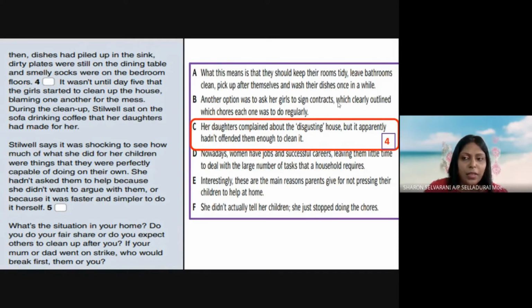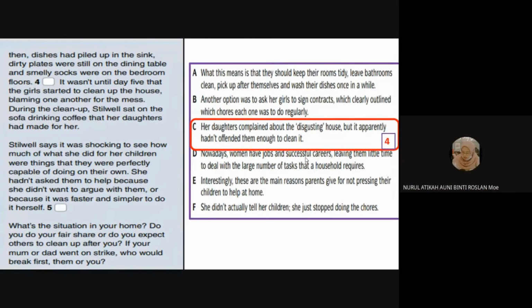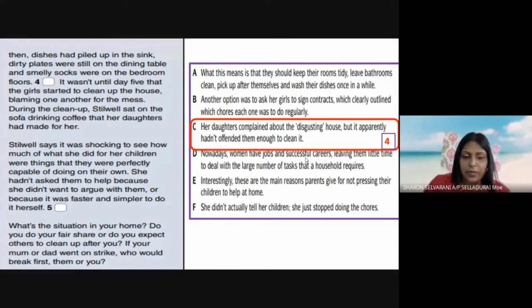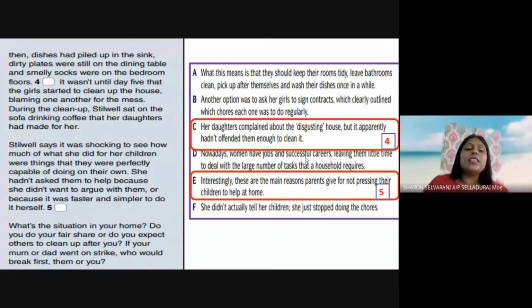Can you all hear me? Yes. Okay, what do you think is the answer for number 5? E. No other answers? Okay, let's check the answers. Okay, so the answer is E.